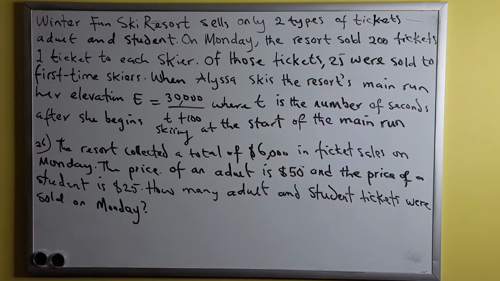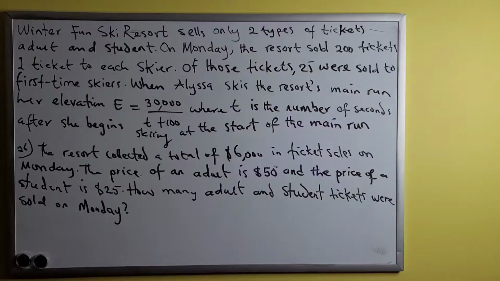Now, question 26 says the resort collected a total of $6,000 in ticket sales on Monday. The price of an adult ticket is $50 and the price of a student ticket is $25. How many adult and student tickets were sold on Monday? That is the question. So let's solve this question real quick.